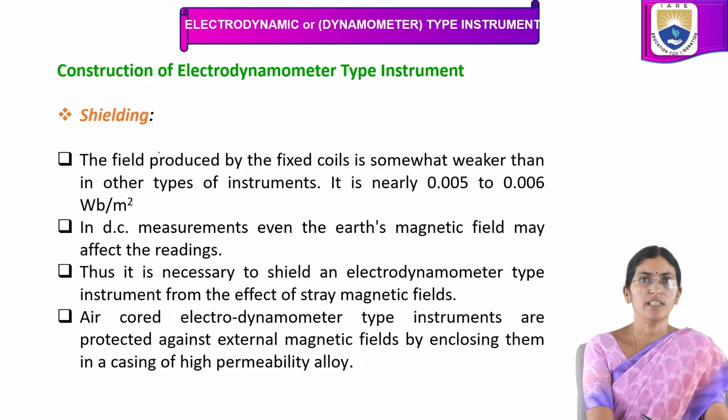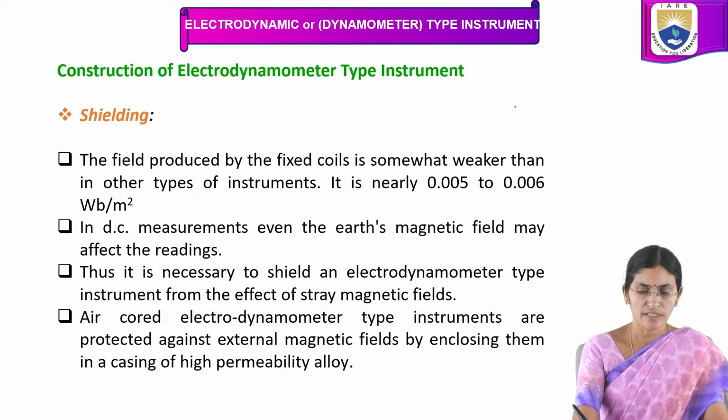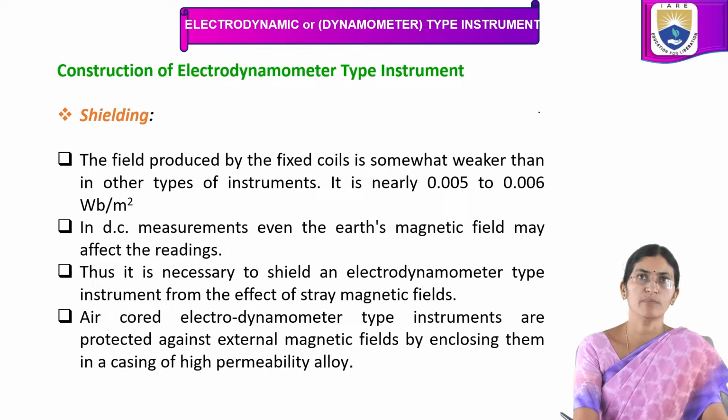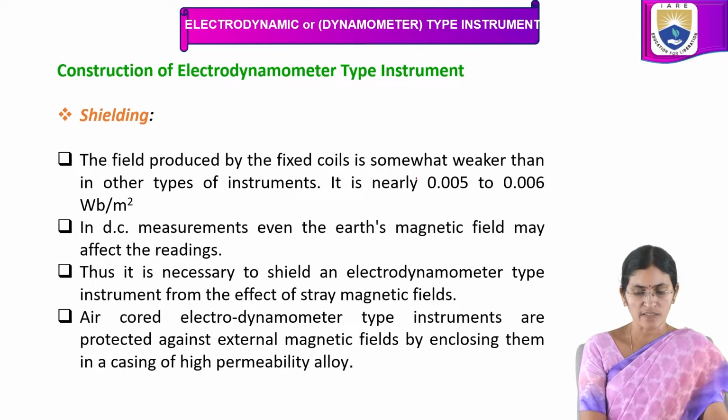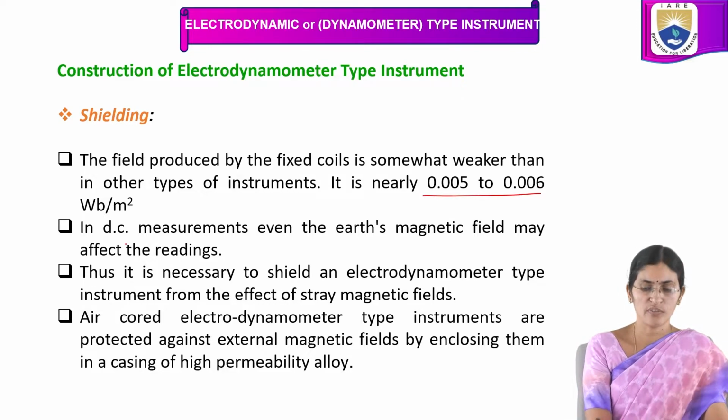Next, coming to shielding. We need to shield the instrument in order to protect it from the external stray magnetic field. Therefore, shielding is required, and this shielding is provided by a laminated steel shield. The field produced by the fixed coils is somewhat weaker than in other types of instruments. It is nearly 0.005 to 0.006 Weber per meter square.